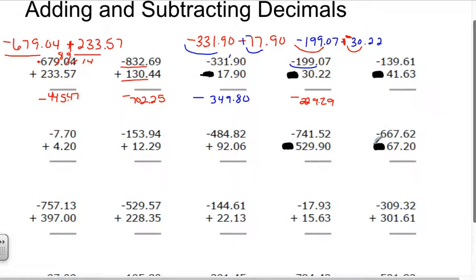So now the question becomes, Miss Bednar, what if this was in parentheses and it was minus? What if this was negative 667 and 62/100 minus a negative 67 and 20/100? Well, let's do the same thing. If I write it horizontally, negative 667 and 62/100 minus a negative 67 and 20/100.